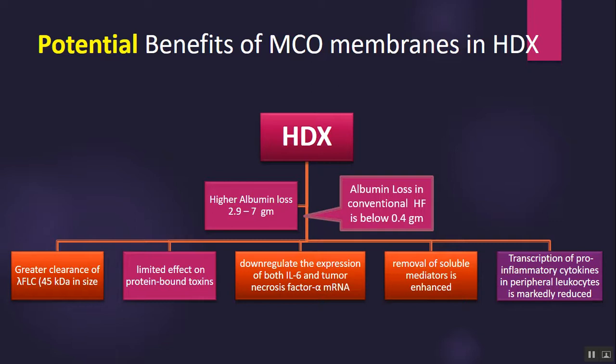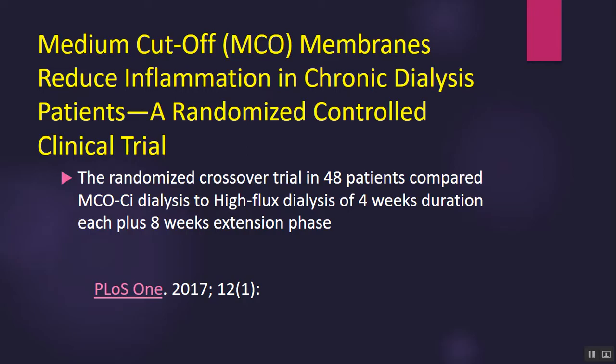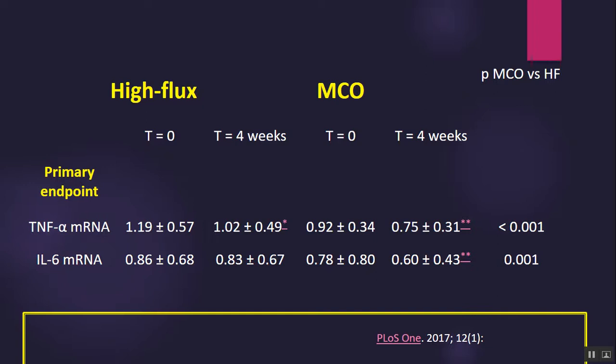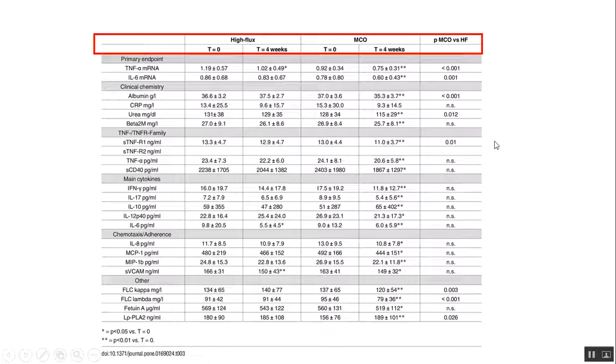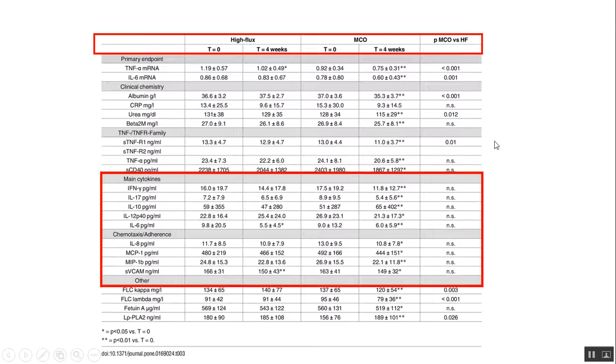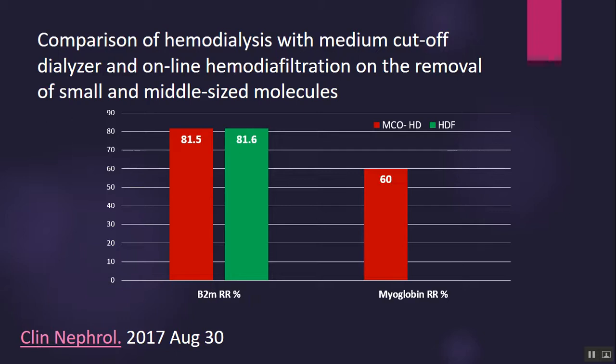We have to notice that albumin loss in conventional high flux is below 0.4 gram, while in HDX or expanded hemodialysis it approaches 3 to 7 grams. Clinical outcome, some trials: improvement in cytokines removal, but a drop in serum albumin is reported. We have to look at that for the nutritional state of the patient. It's exactly to remove more uremic toxins as well as cytokines. For myoglobin and beta 2 microglobulin, the differences between HDF and the medium cut-off hemodialysis are nearly the same.